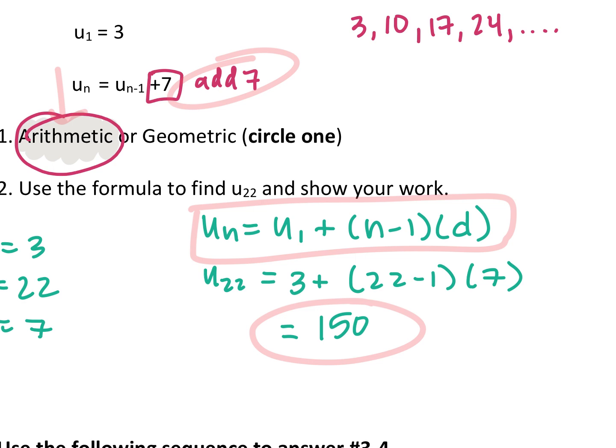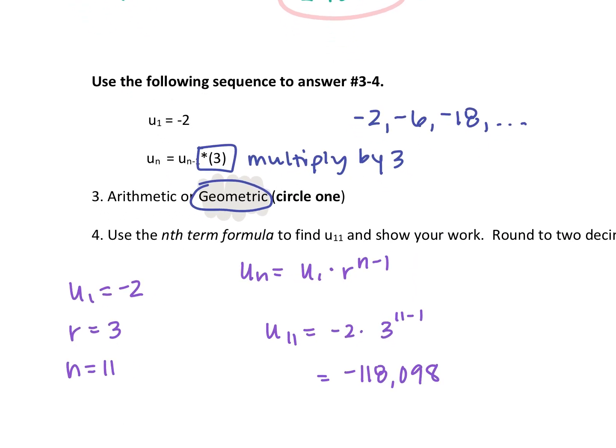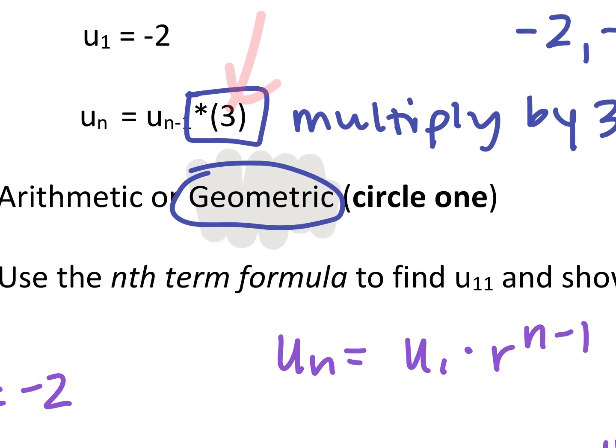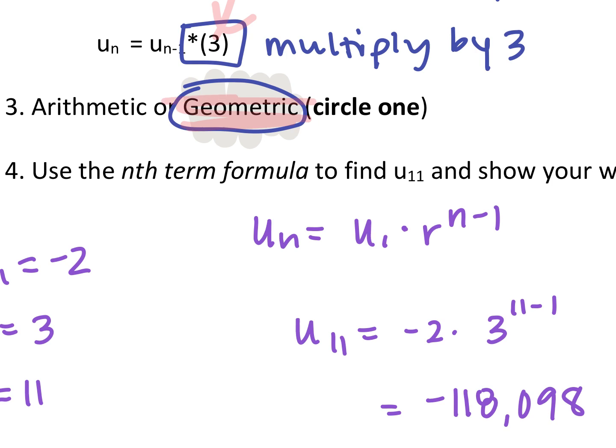Okay, so on to this number 3 question. Here, look, they were timesing by 3. I really wish that our worksheet had parentheses around every time it's multiplied, but I can't promise you that. Usually we would put a parenthesis around it and put a times sign, but sometimes we forget the parenthesis there. So that's timesing by 3, so it's geometric.